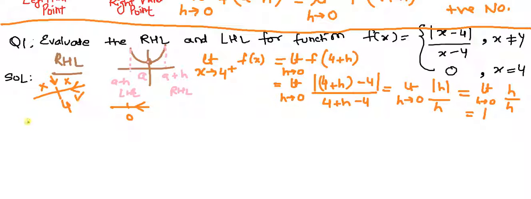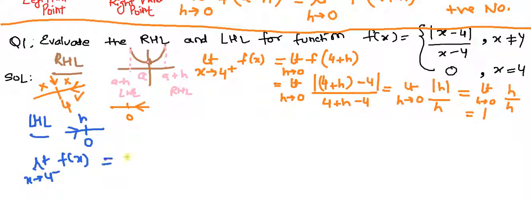Now we'll calculate the left hand limit. How are you going to calculate it? Again, for the left hand side you'll have 0 here for h, and this time you're going to proceed from this side. So let's write the formula first. Limit x tends to 4 minus of f of x, and that will be limit h tends to 0 of f of a minus h. This is the real formula.